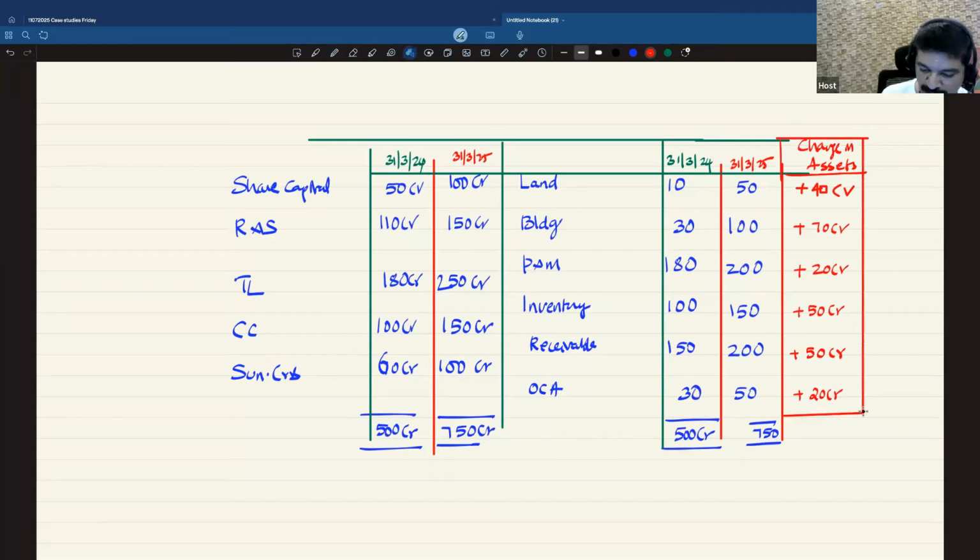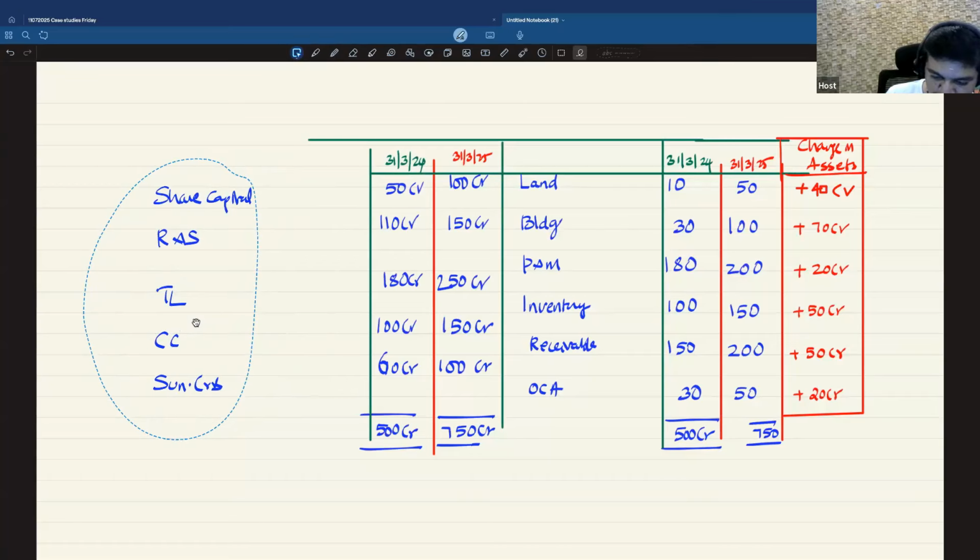Okay. Similarly, let us also see what changes have happened in sources of funds. Tell me, what is the change in the capital? How much capital has come inside this company during the year? From 50, capital increased to 100. It means there is a fresh capital of 50 crore, right?